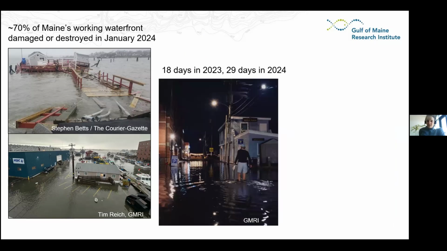As you might imagine, it led to a pretty dramatic increase in high tide flooding. This is Portland Pier, located on Commercial Street in Portland. I pulled the number of days that crossed the flood threshold for this pier. We had 18 days in 2023, 29 in 2024, and historically, it's just had a small handful of them.